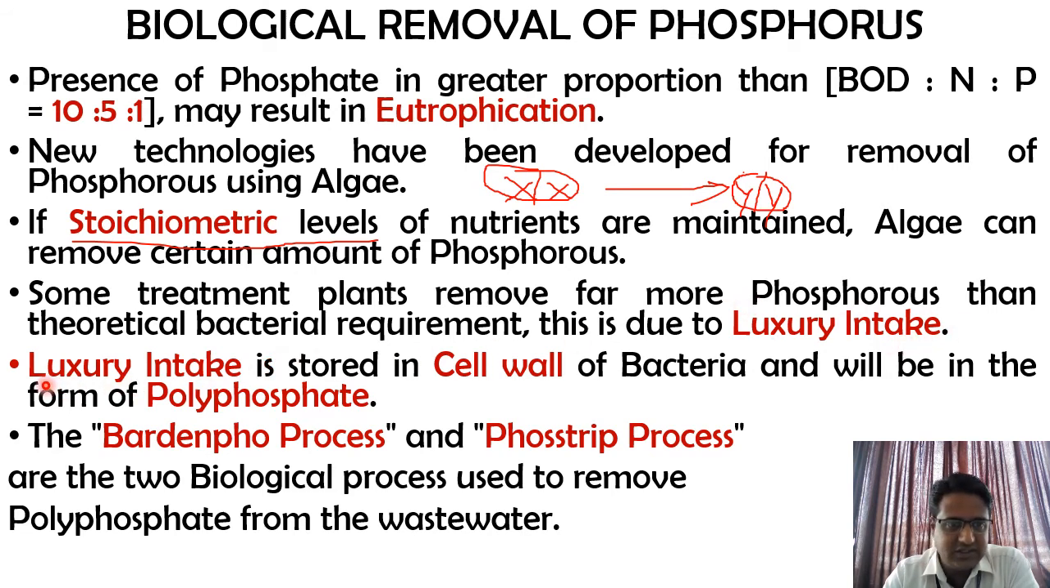So here we are going to explain. Luxury intake is stored in the cell wall of bacteria and will be in the form of polyphosphate. What this means is, whatever phosphorus is removed from the water or wastewater will be stored in the cell wall of the bacteria or microorganism, in the form of polyphosphate. The Bardenpho process and Phostrip process are the two biological processes used for the removal of phosphorus from the wastewater.